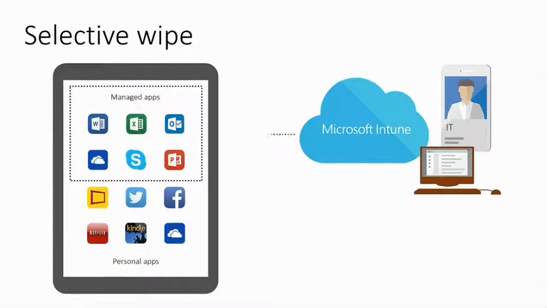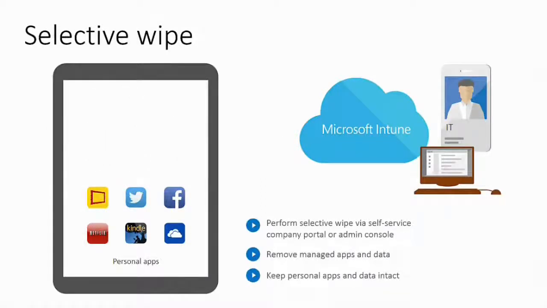And there's also the ability to do a selective wipe. And this comes back to the transient or seasonal employees, where they can go ahead and use their phone with your applications, but when they leave the organization, you can perform a selective wipe via the self-service portal or the admin console and remove those managed apps and data.